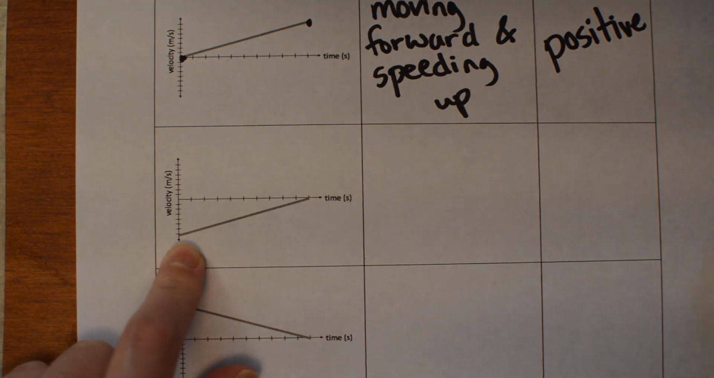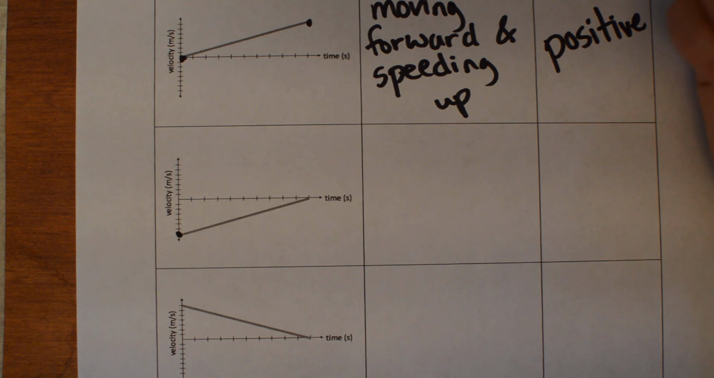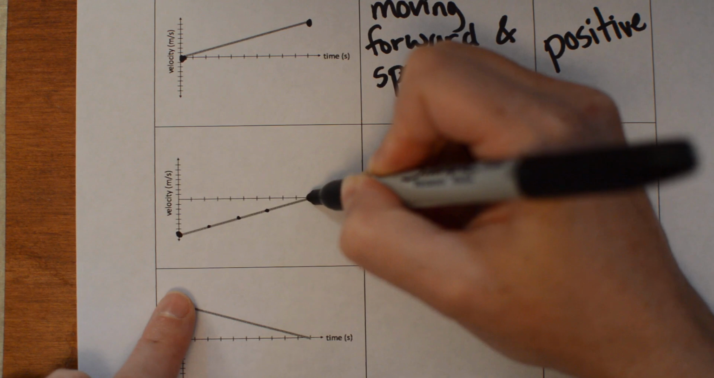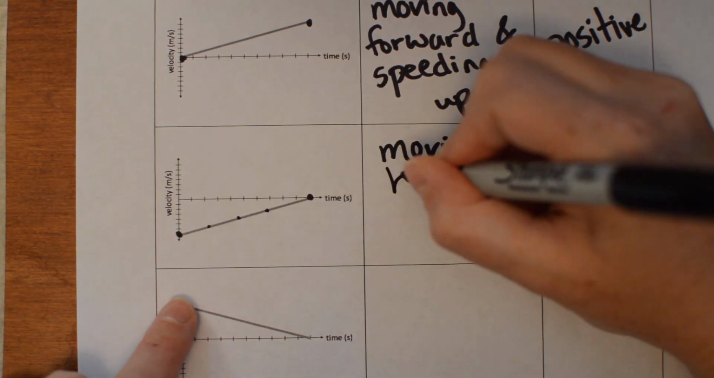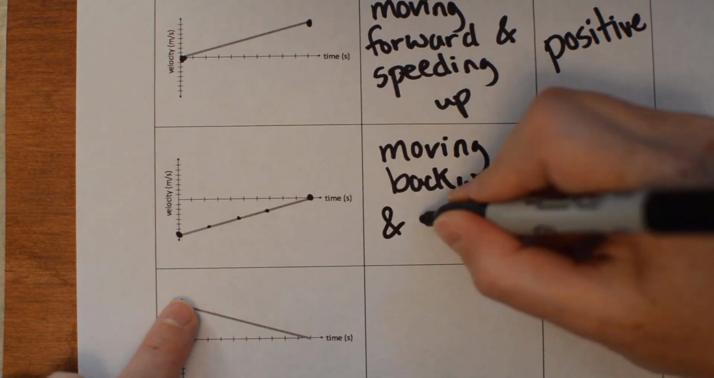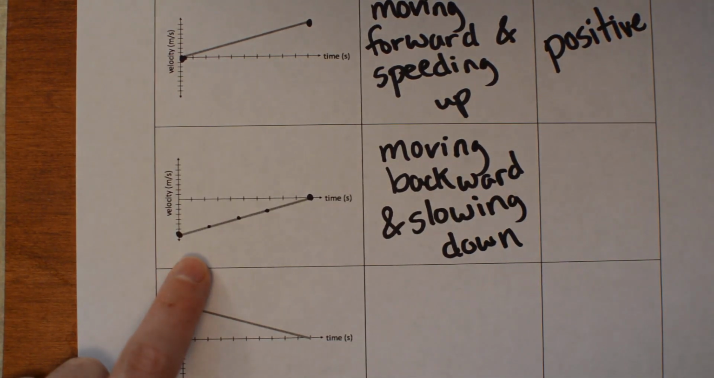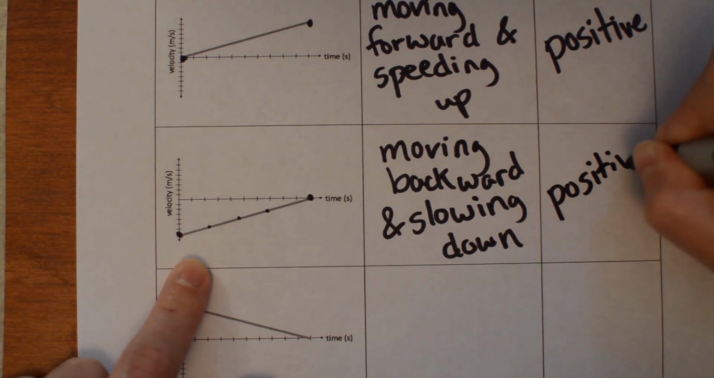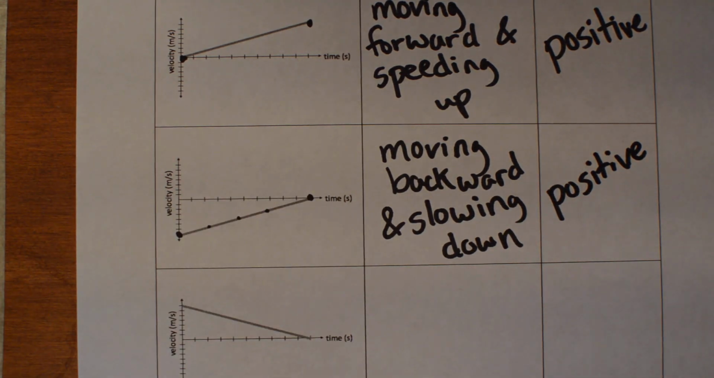Here's one, it's a bit trickier. You start out with a negative velocity, so that means you start out moving backwards, quite quickly moving backwards. But then as time goes on, your velocity gets less and less negative until you end up stopped. So that means you're moving backward, but slowing down. The acceleration here is still positive. So moving backwards, slowing down, still has a positive slope for the acceleration.